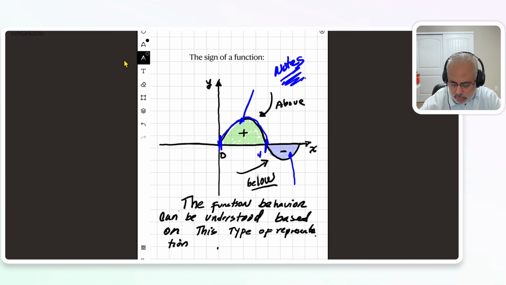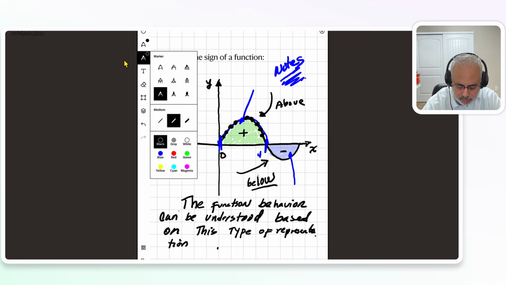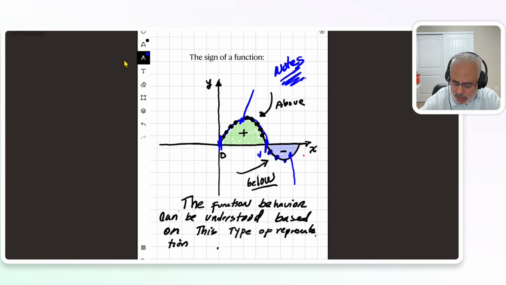So this is essential to understand function notation. Every point here on this interval, every y value, every output is positive. And every output here is going to be negative, because it's below. And they start understanding the why, because this is important.